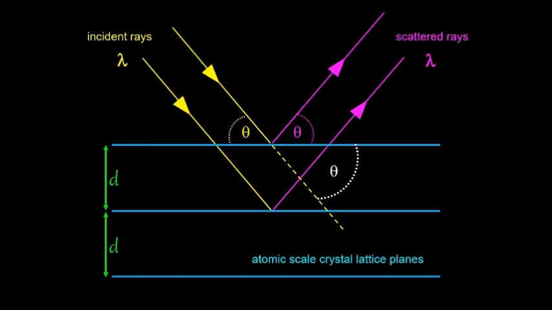Incident waves, shown in yellow color, impinge upon the crystal atomic planes at an incident angle theta. The scattered waves, shown in fuchsia color, are generated following the geometry of specular reflection, that is to say, the scattering angle is theta as well. The extended dashed line in yellow color is drawn to indicate the original incoming direction of propagation of the incident waves, making an angle theta with respect to the atomic planes.